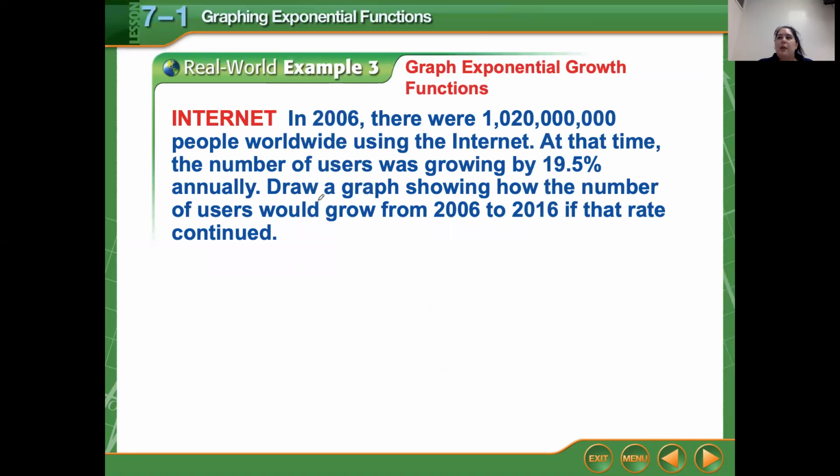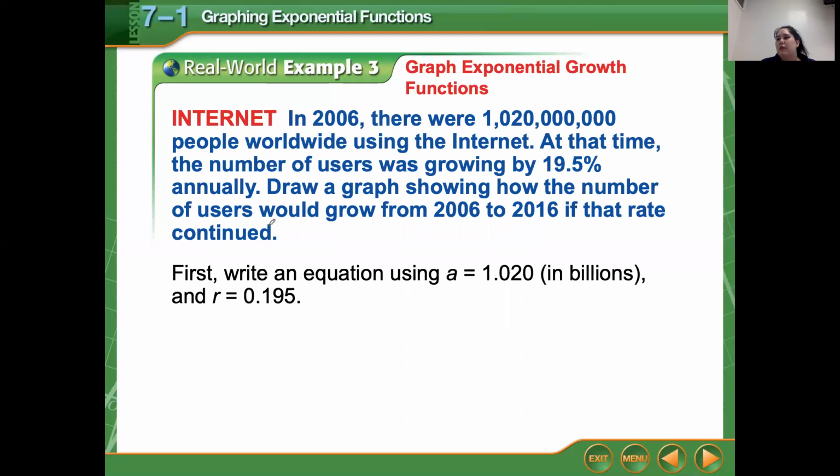Next example we have: in 2006, there were 1,020,000,000 people worldwide using the internet. At that time, the number of users was growing at 19.5% annually. Draw a graph showing how the number of users would grow from 2006 to 2016 if that rate continued.